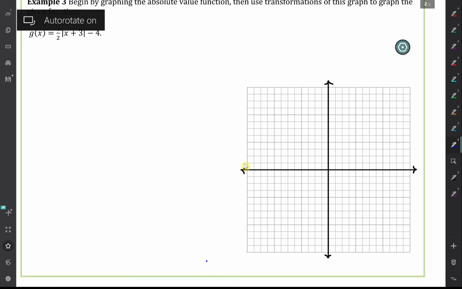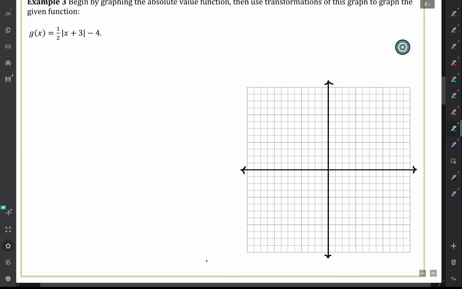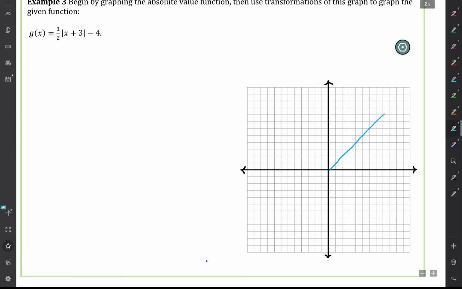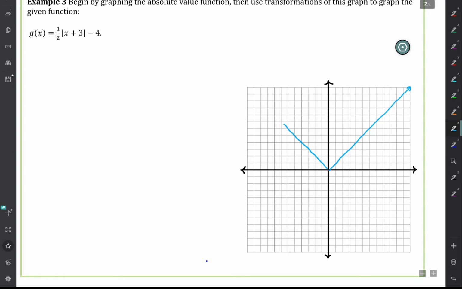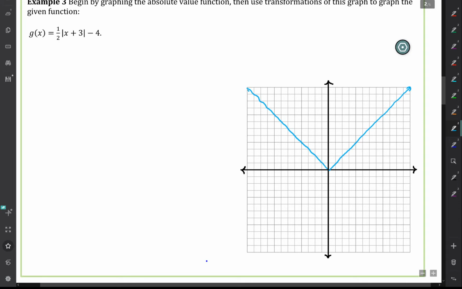Alright, in example 3, we want to start by graphing the absolute value function and then use transformations of this graph to graph the given function, which is 1/2 the absolute value of x plus 3 minus 4. So let's start off with the absolute value function. Looks something like this. So it's a line of slope 1 to the right of the y-axis, and it's a line of slope -1 to the left of the y-axis.